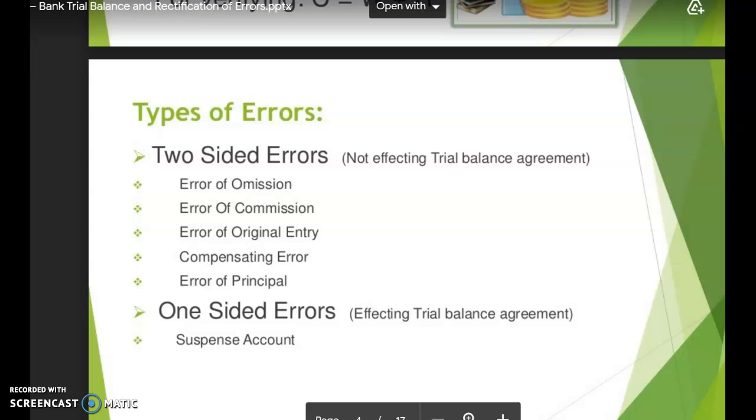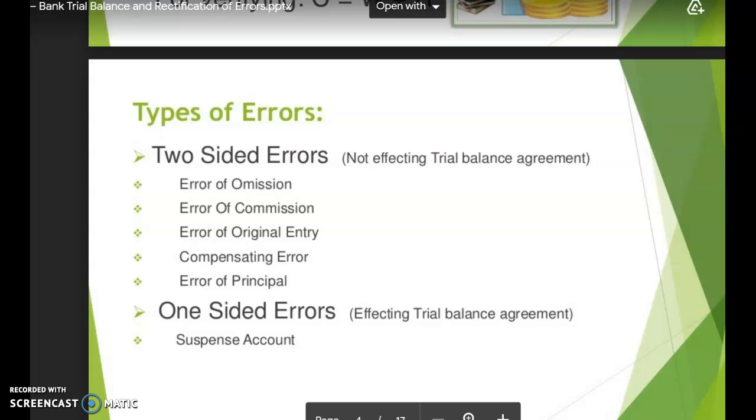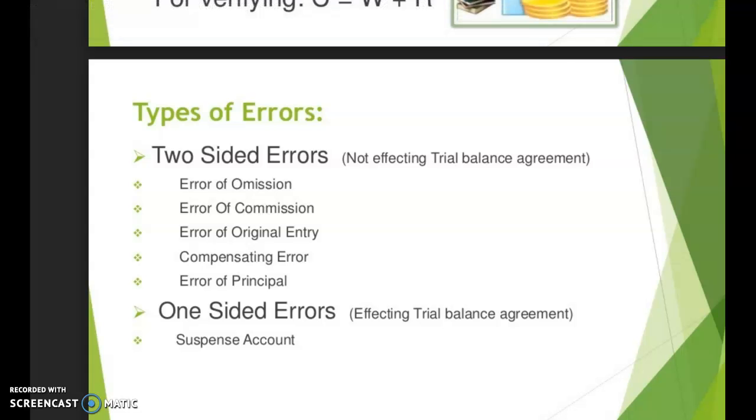Error of principle means when the accounting principle has been violated, like revenue expenditure being taken as capital expenditure or capital received being taken as revenue received. When a basic accounting principle has been violated, that amounts to an error of accounting principle. So an error of accounting principle is not going to affect the agreement of the trial balance.